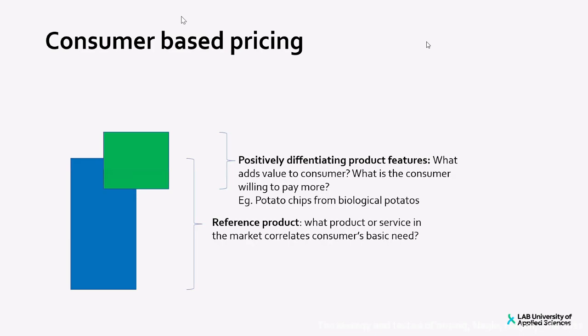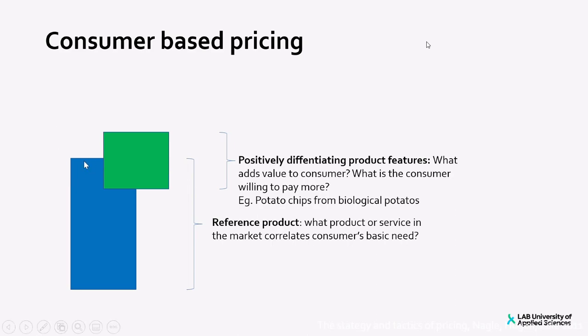There might be some features in the product that are positively differentiating from other products. It could be that, for example, one of the consumers wants the potatoes to be biological potatoes. They would prefer to have it in bio. The question is, what are the positively differentiating features that the consumer is willing to pay more for? What are the things that actually add value?